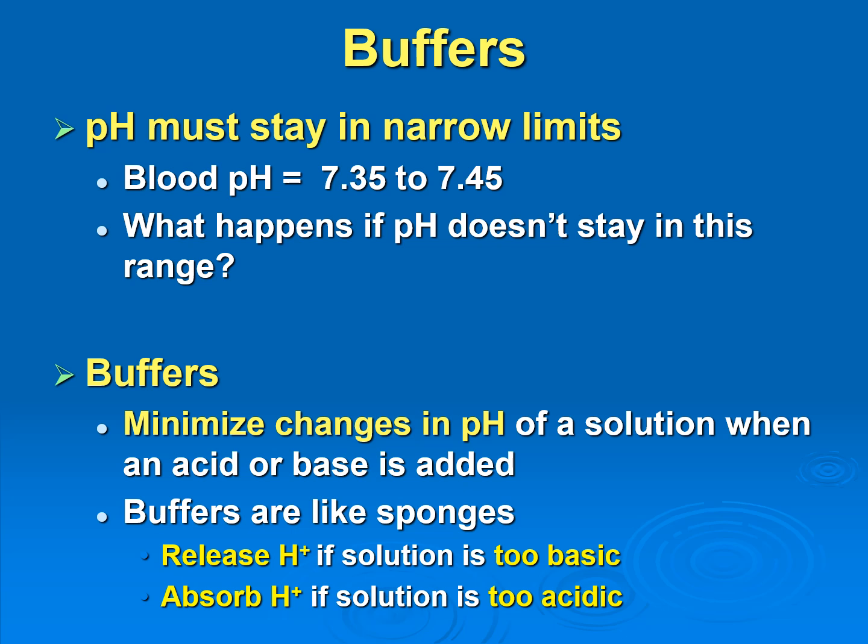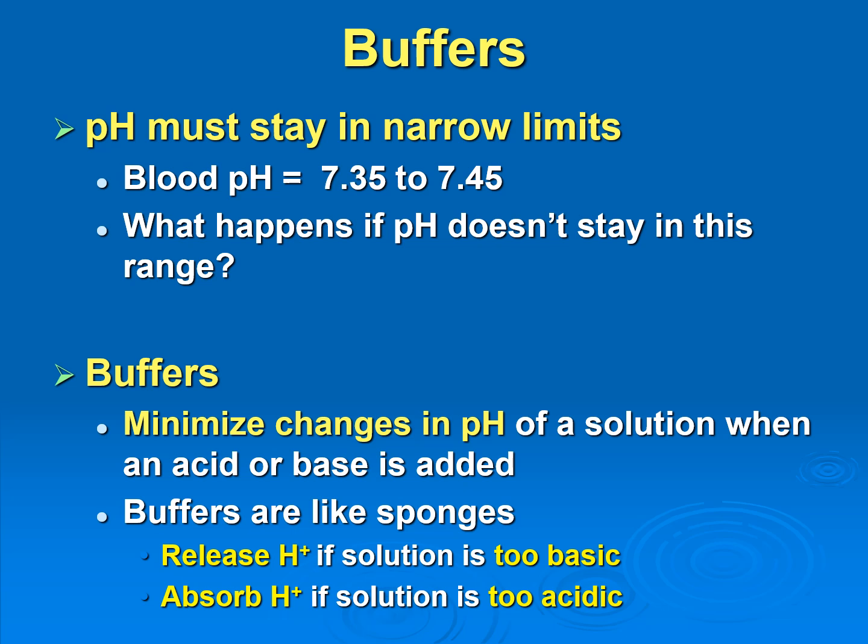Okay, we also have buffers, because our pH has to stay in pretty narrow limits. So for example, our blood pH has to stay between 7.35 to 7.45. If our blood pH does not stay in this narrow range, then we actually will die. So our body has to maintain that very narrow limit with our blood pH, because if we get outside of that, either too low or too high, that'll kill us.